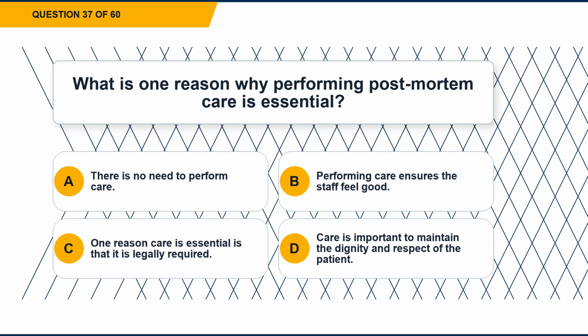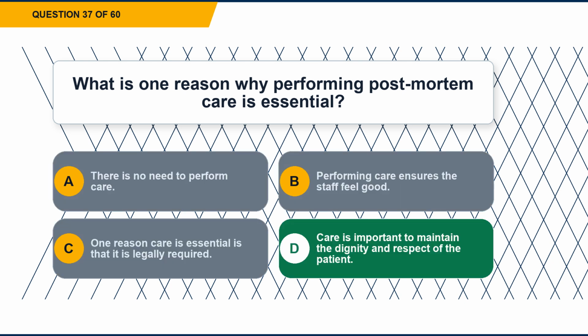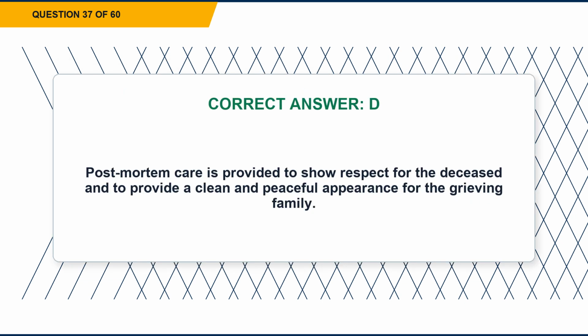Question 37. What is one reason why performing post-mortem care is essential? Option A, there is no need to perform care. Option B, performing care ensures the staff feel good. Option C, one reason care is essential is that it is legally required. Option D, care is important to maintain the dignity and respect of the patient. The correct answer is option D, care is important to maintain the dignity and respect of the patient. Explanation: post-mortem care is provided to show respect for the deceased and to provide a clean and peaceful appearance for the grieving family.